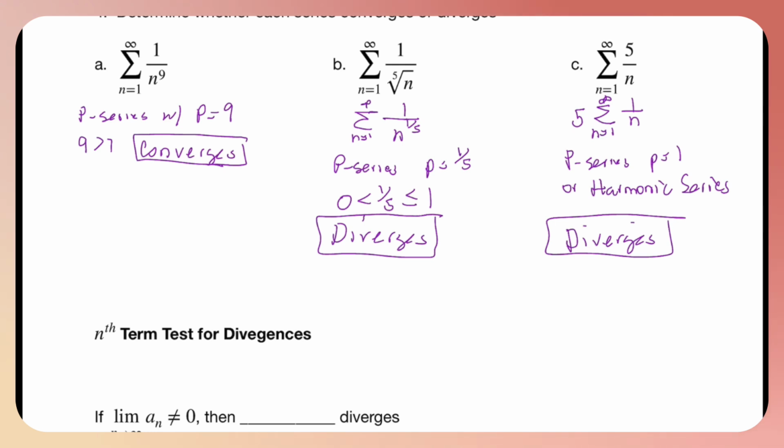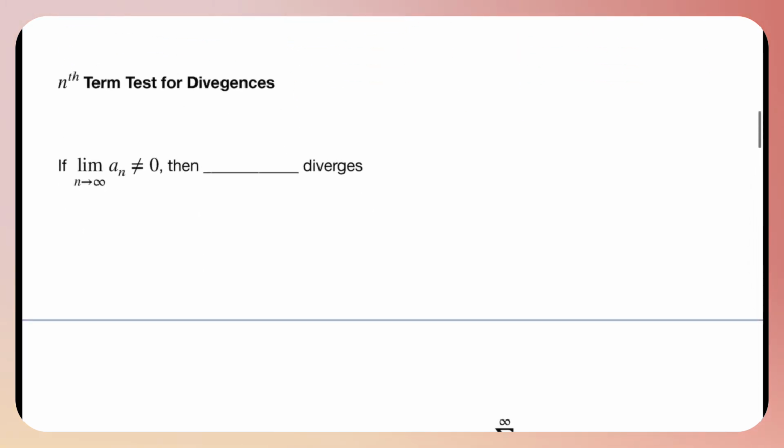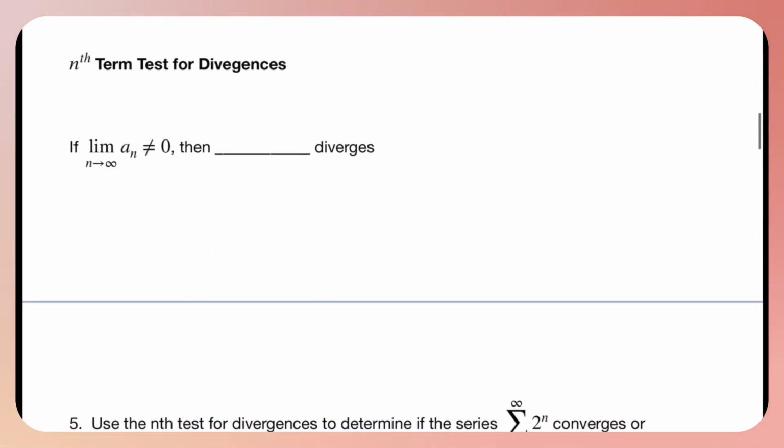Now we're ready for our next test for convergence. It's called the nth term test for divergence. So this one will only tell us if the series diverges. It will not tell us if it converges or not. It just tells us if it diverges.